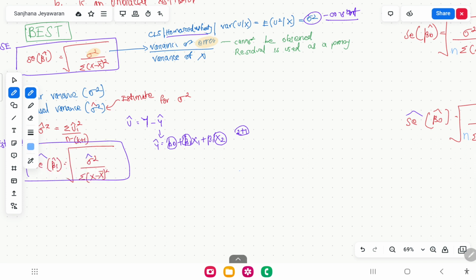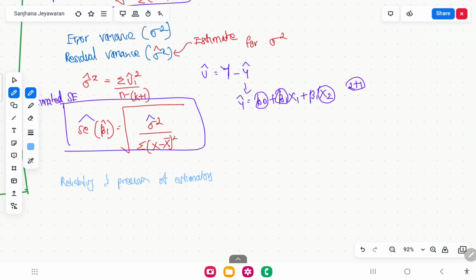When we are interpreting variance and standard errors, what do we say? Reliability and precision. And why do we need them? As I said before, in hypothesis testing, if we show that the standard error is small, then our t is large. When the standard error is small, our t stat is large. That means we can prove individual significance.